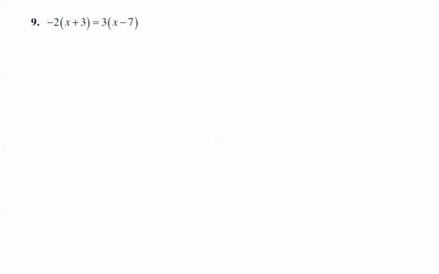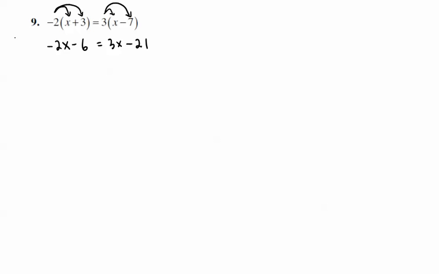Okay, we're going to problem number 9, and here we're going to have to distribute first before we go about solving. So the first thing we want to make sure we do is distribute negative 2 to x, and that gives us negative 2x. Negative 2 times positive 3 is negative 6. On the other side, 3 times x, that's 3x. 3 times negative 7 is negative 21. Now, we have a classic x on both sides type of problem.